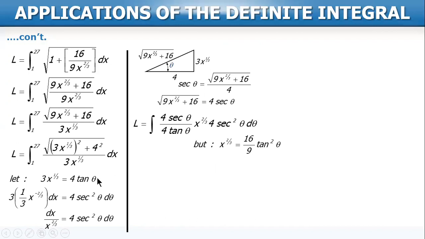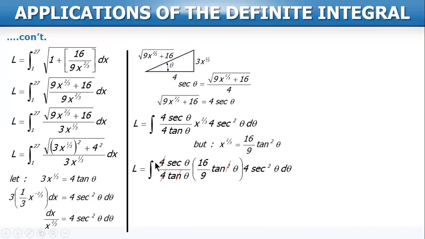4 tangent theta over 3 squared is 16 over 9 tangent squared theta. That is the basis of this. So we are going to substitute this into L. And we have 4 secant over 4 tangent, with x raised to 2 thirds replaced by this. Yeah, 4 secant squared. So we cancel the 4, and cancel 1 tangent. So there's 1 tangent theta left.